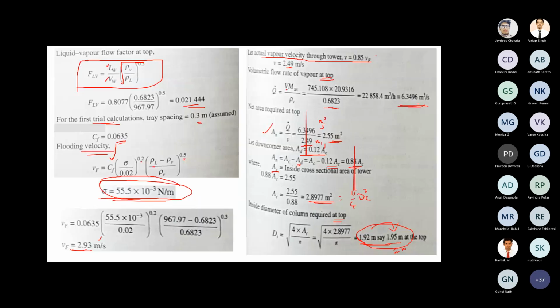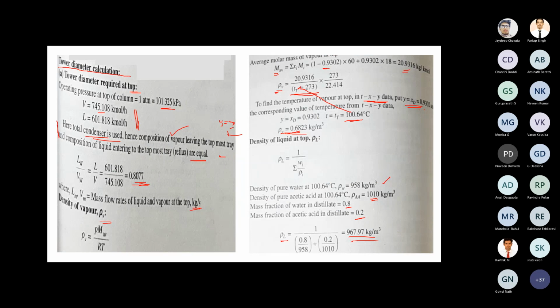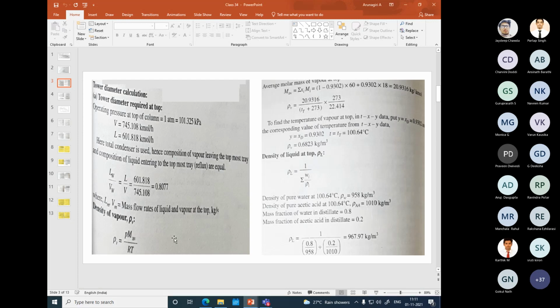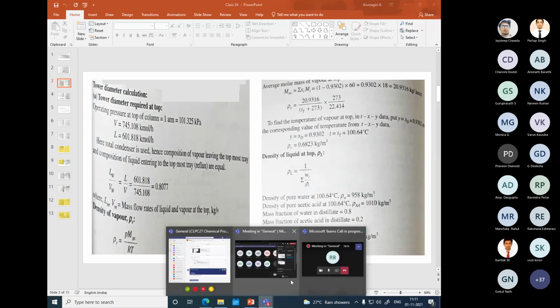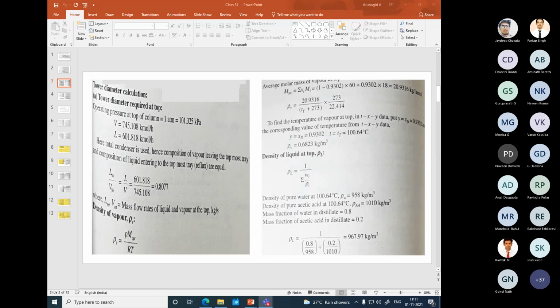Similarly, you can try it for absorption also. I gave one problem on the absorption column as an assignment. You can follow the same steps and solve it. I uploaded the absorption problem in the assignment section, so after Deepavali you can submit. Do you have any doubt here in the design? So this is the complete design. I hope you got the point. If you have any doubts, please ask.